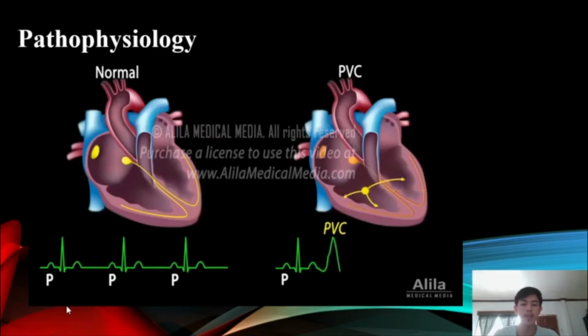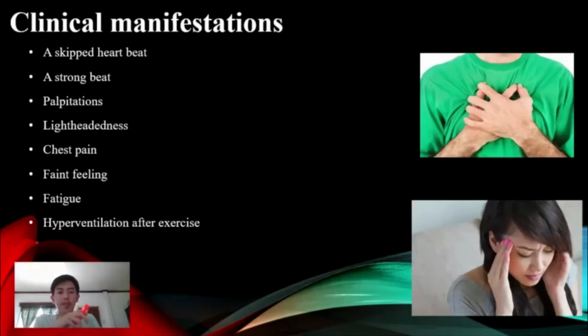A PVC typically does not conduct back to the atria, so SA node firing is usually not affected and PP intervals remain unchanged. But a P wave that follows a PVC may not result in a beat if it happens too closely to the PVC, when the ventricles are still in their refractory period. This is referred to as a compensatory pause.